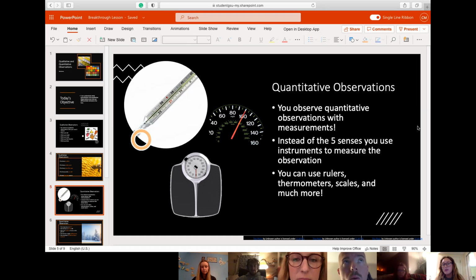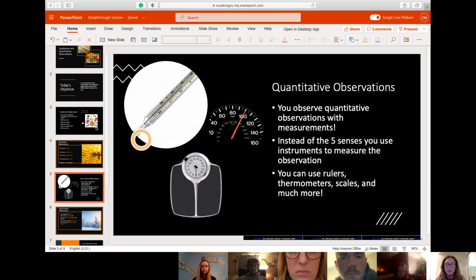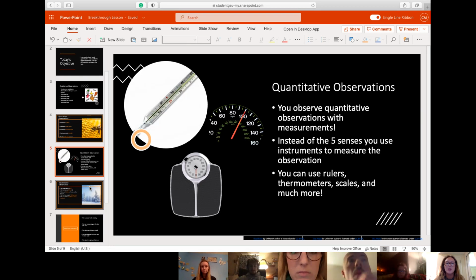Okay. So next we're going to talk about quantitative observations. You don't use your five senses for these, you use tools of measurement. So these could be rulers, thermometers, scales, and many more things. This involves a lot of numbers. You're always going to be using some type of scale or tool. And there'll usually be a unit of measurement with some numbers in there as well.